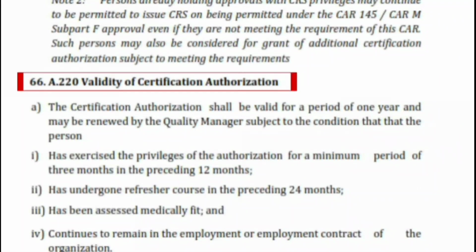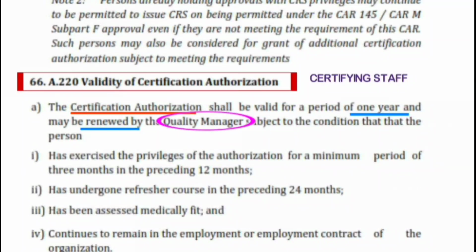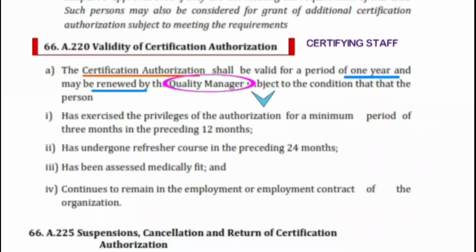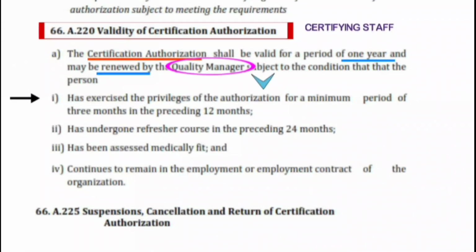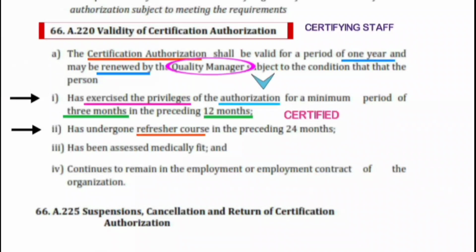Validity of certification authorization. Now once you are issued the authorization as a component certifying staff, it shall be valid for 1 year. And every year it will be renewed by the quality manager of a maintenance organization on the basis of meeting the below criteria. First, he has exercised his privileges, meaning he has certified for the repair for which he is authorized for at least 3 months in the last 12-month period. Second, he has done the refresher training in the last 24 months.